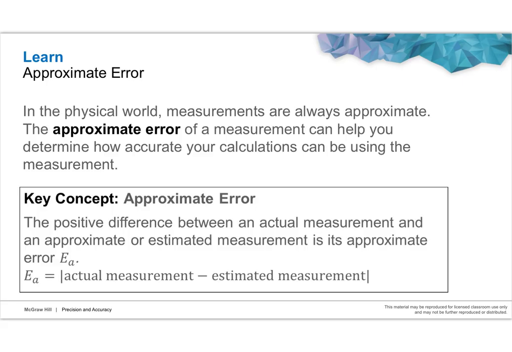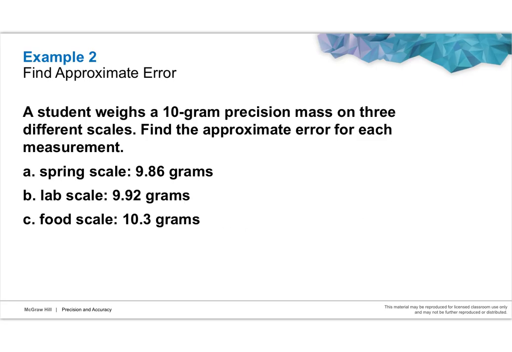So E sub A. And that's always going to be the actual minus the estimate. But notice it's the positive difference. So this is why we have those absolute value there. So in example two, we're trying to find the approximate error. It says a student weighs a 10-gram precision mass on three different scales, and we're to find the approximate error for each of these measurements.